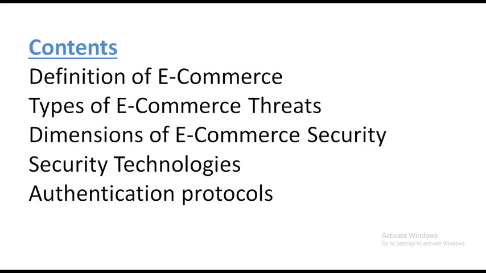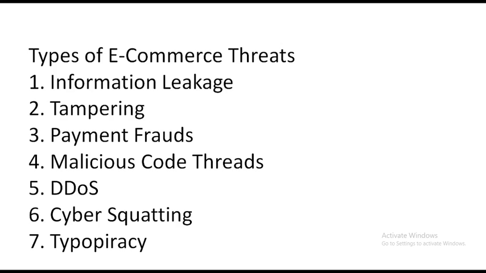If you are involved, or if some other person is getting some issues through e-commerce, it may be accidental or it may be intentional. And next, what are the types of e-commerce threats? First one is information leakage, second is tampering, third is payment frauds, fourth is malicious code threats, fifth is DDoS, sixth is cyber squatting, and the last one is typo piracy. We will see them one by one.